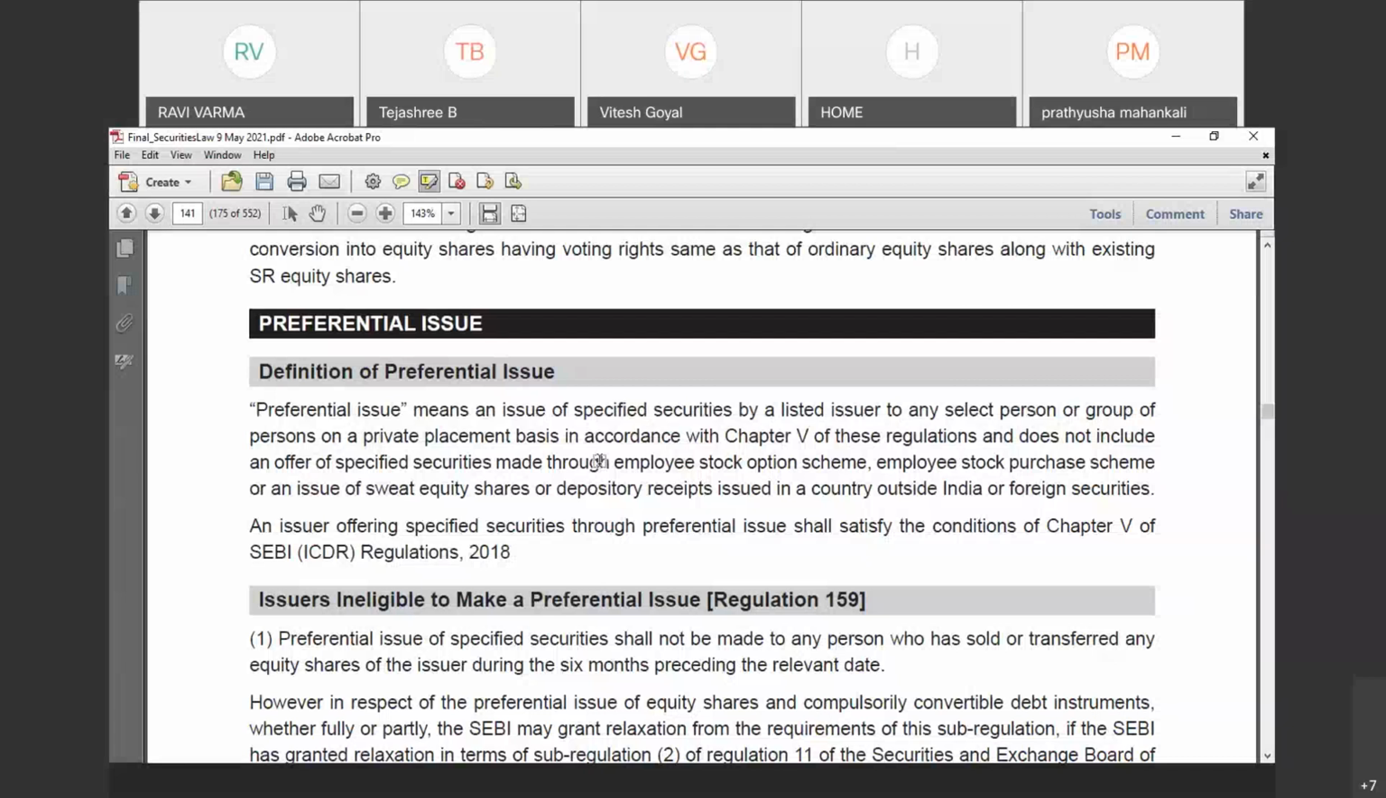Say, for example, as a promoter, I want immediate infusion of funds. My company is there, but I am a promoter. I want at least 50 crore immediately. What I thought, if I go for an FPO or IPO, it will take time. Right? And in fact, whether people will subscribe or not is a question. So I will identify a select group of persons. Maybe I will speak to them. I will say, okay, if you are interested, you can subscribe to my shares. But yes, of course, once I receive their consent, it has to be approved by the shareholders. So, right, a preferential issue must be approved by the shareholders by passing a special resolution.